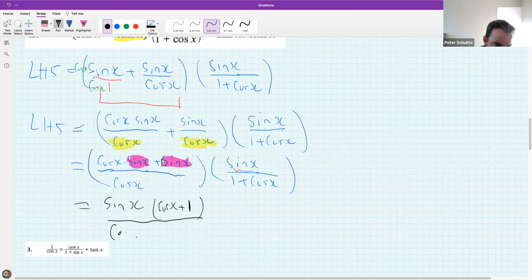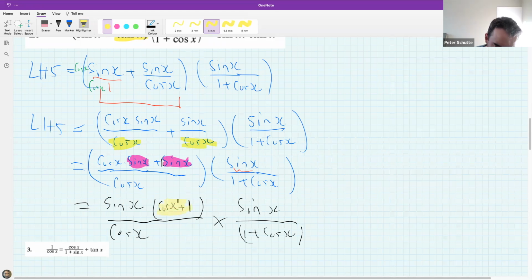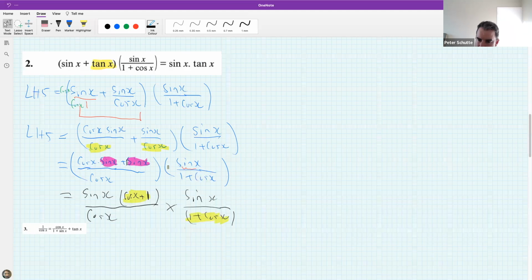Okay, we're almost done. This is a really tough one to end the day on, but we can do it. This is being multiplied by sin x over 1 plus cos x. Here's the interesting thing, ladies and gentlemen. What do you spot about this and this? What do you spot about that and that? They're the same. So cos x plus 1 is the same as 1 plus cos x. They are exactly the same, and because they're being multiplied, I can cancel these two out.